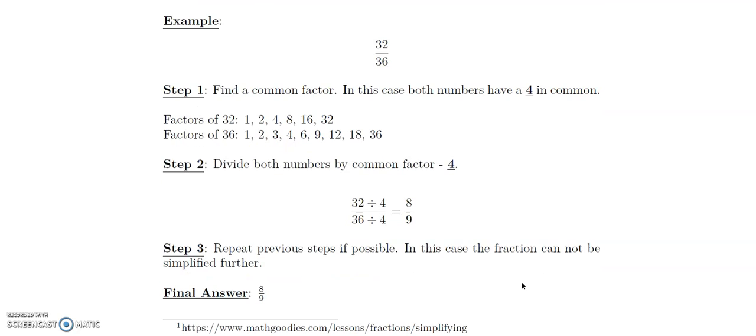So, as you can see, we have an example here of 32 over 36. Now, just seeing the fact that these are two even numbers, at the bare minimum, we should be able to divide both of these numbers by 2.